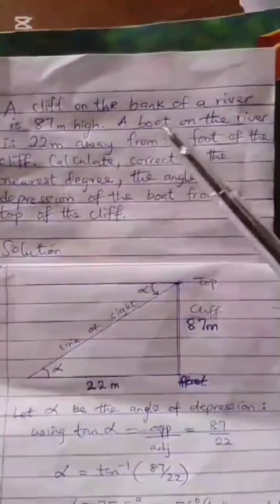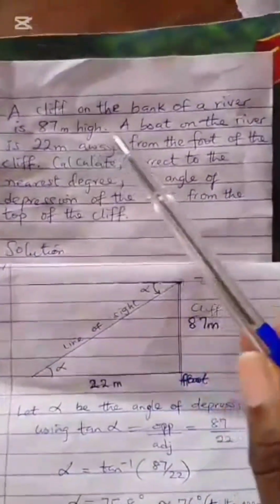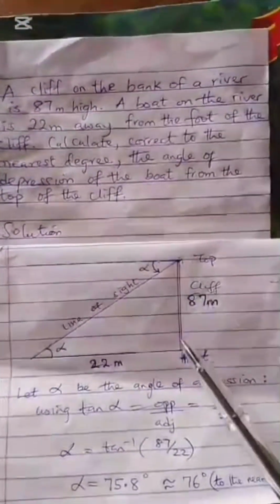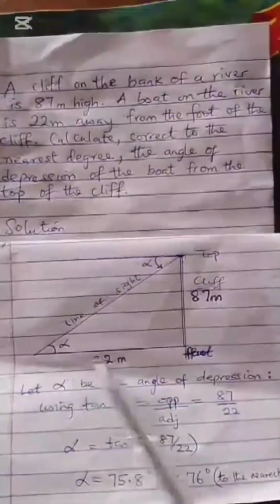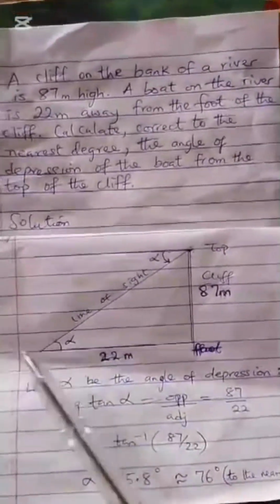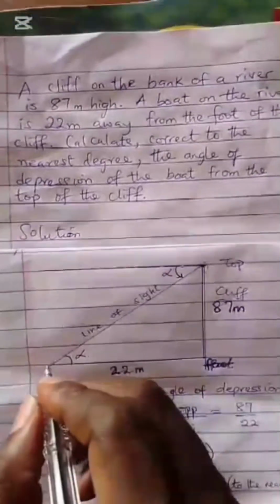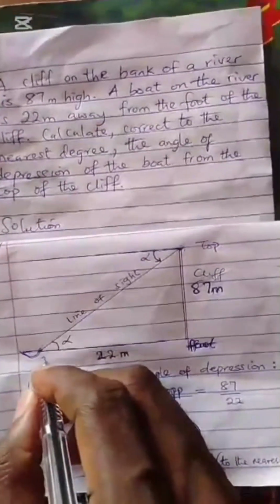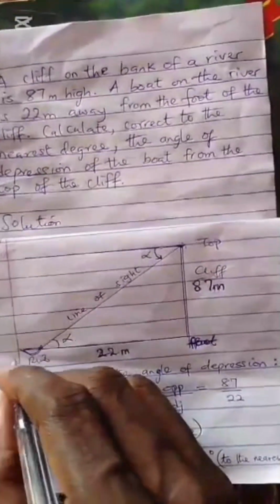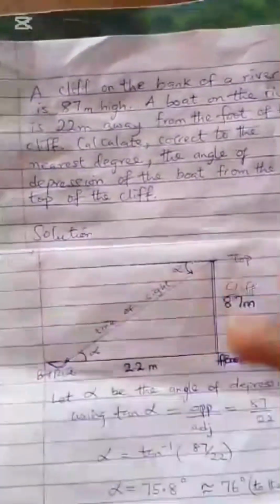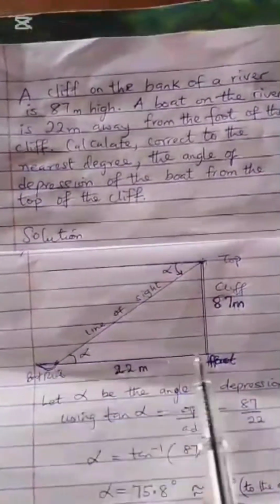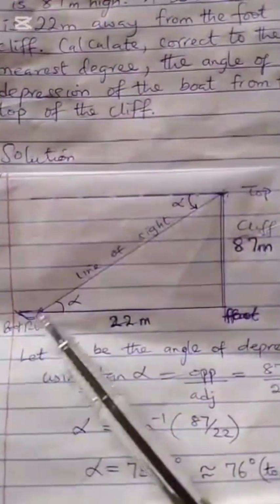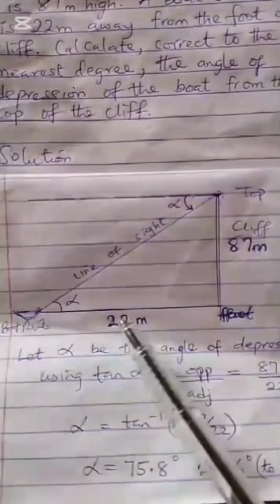So a boat on the river is 22 meters away from the foot. Let this be the top of our cliff and the foot of our cliff. So this is the foot, 22 meters. You draw a horizontal line 22 meters away. So our boat is somewhere here. Draw a boat, possibly on the river. That's our boat. So our boat is there and it's 22 meters away from the foot of the cliff. So I'll show you 22 meters.